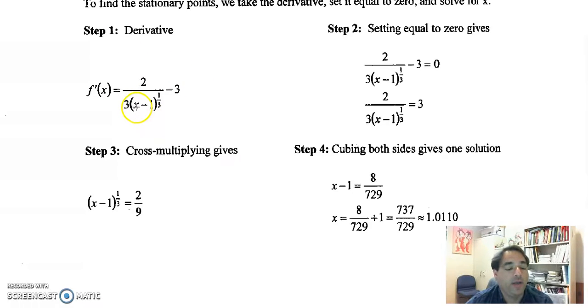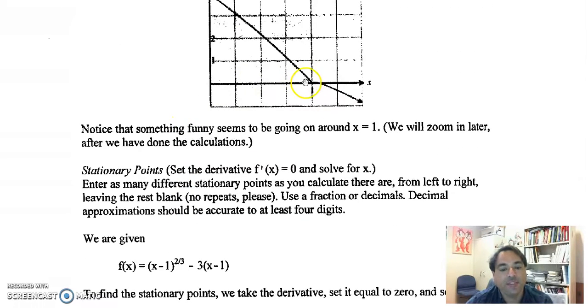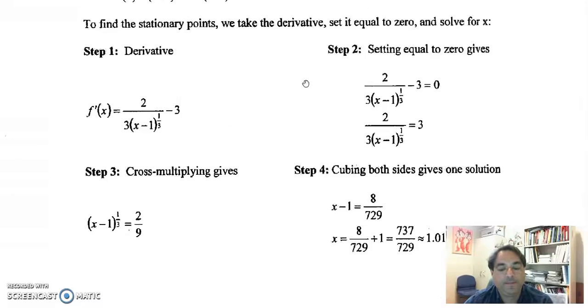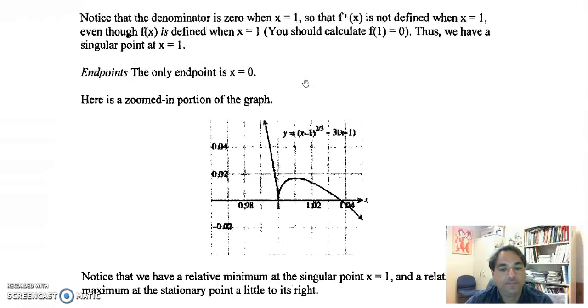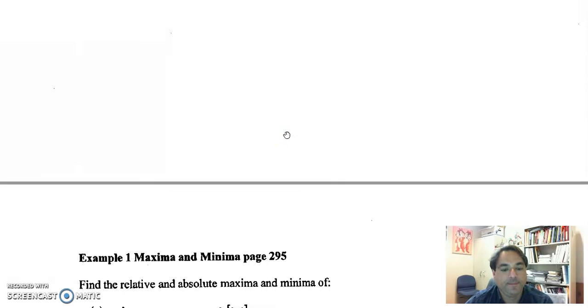Well, if I plug in 1, 1 minus 1 is 0. 0 raised to the 1/3 is 0, times 3 is 0. You get 0. So 1 would cause this to be undefined. And if I look at the graph at 1, that's where your sharp corner is. So that gives you an example of singular. It's a little zoomed in there where you can see that singular point at 1. It's that sharp corner.